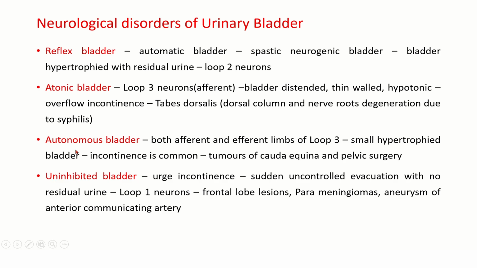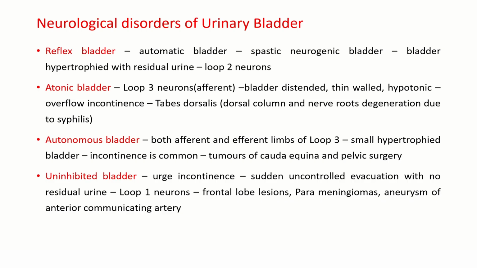The third condition is autonomous bladder. Here both the afferent and efferent limbs of the loop 3 are destroyed in certain pelvic surgeries or in some tumors of the cauda equina. So the bladder becomes small and hypertrophied. Definitely there will be incontinence. So these patients might need a catheter.